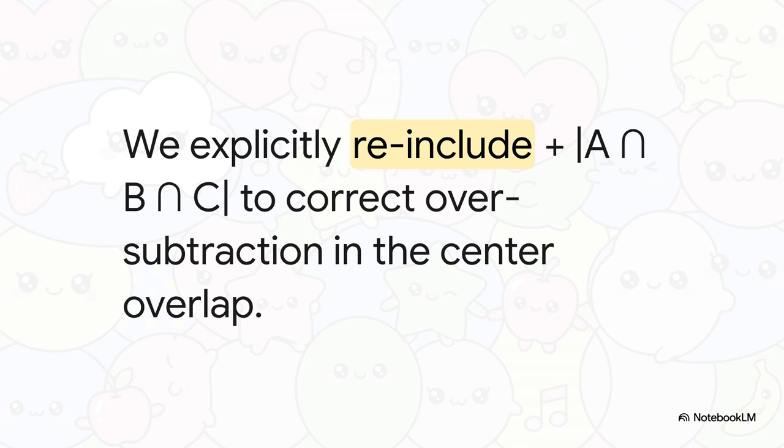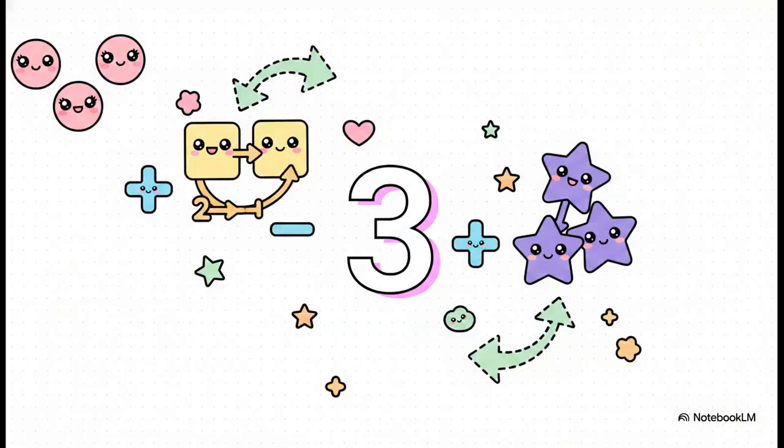By trying to trim the fat from our data, we literally hollowed out the center and essentially erased those items entirely. We accidentally created a massive pothole right in the middle of our calculation. So to patch that hole, bring those items back into existence, and make the total completely accurate, we must explicitly re-include this triple overlap. So the crucial takeaway here is this beautiful alternating pattern.